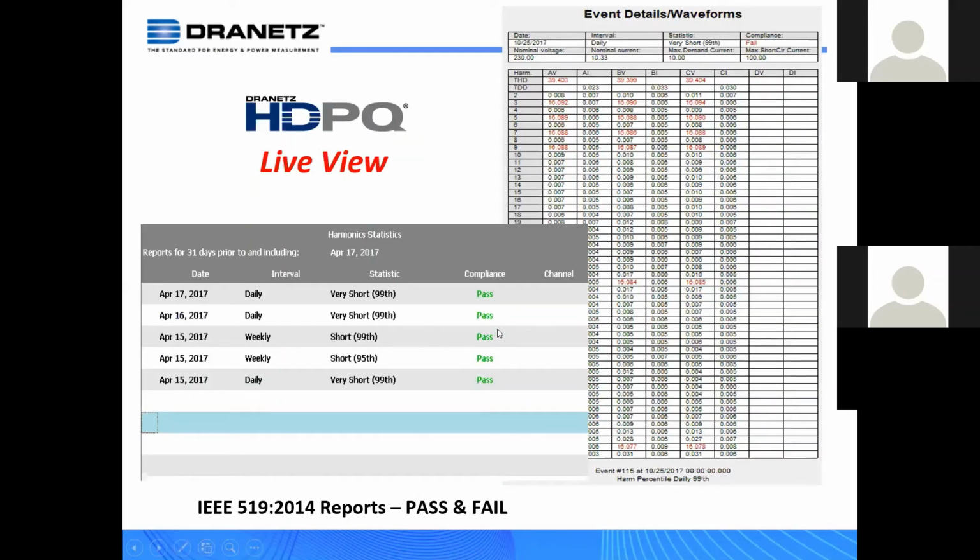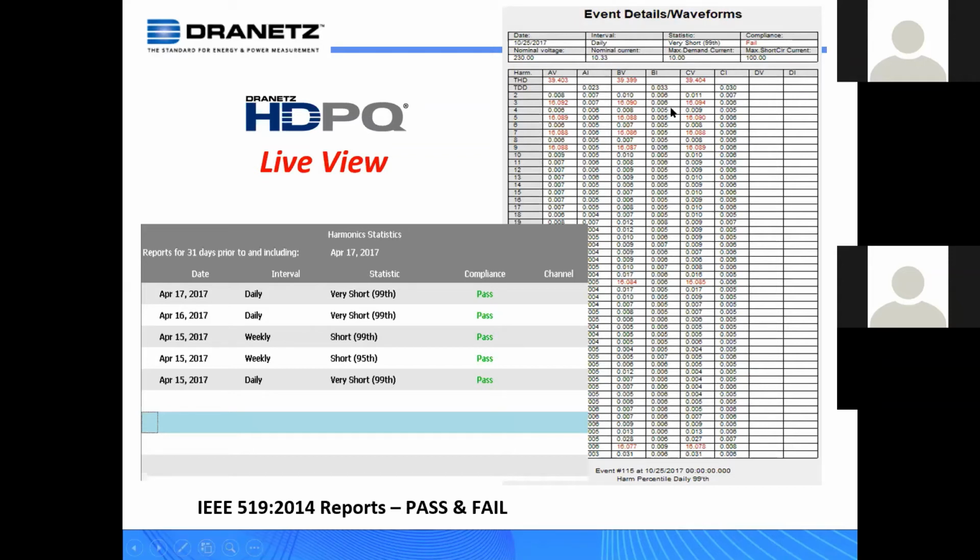So 519 2014 is a compliance standard as well. Basically the bottom line is it's pass fail. Here is a picture of a report for 31 days. It's a weekly test with daily reports on your very short time harmonics, as well as weekly reports for your short time harmonics. Very short time is based upon a 3-second interval, short time on a 10-minute interval. And this is a pass-fail report.